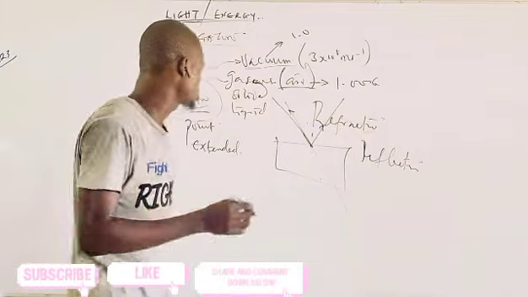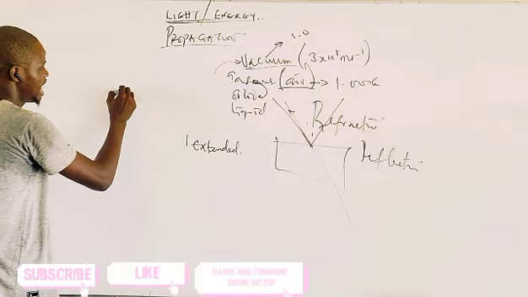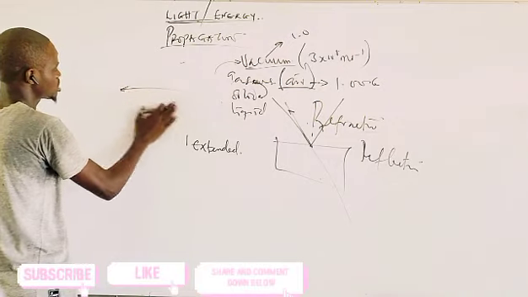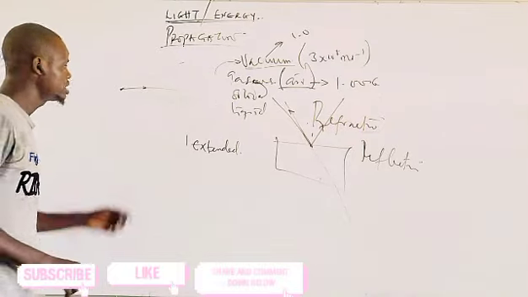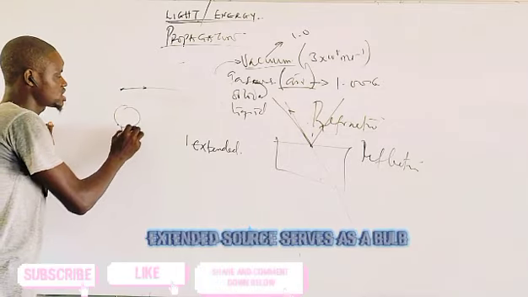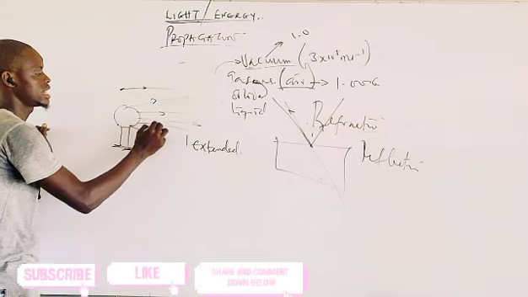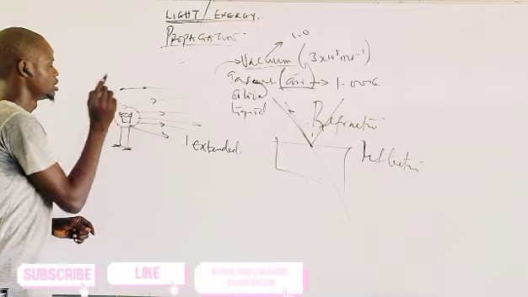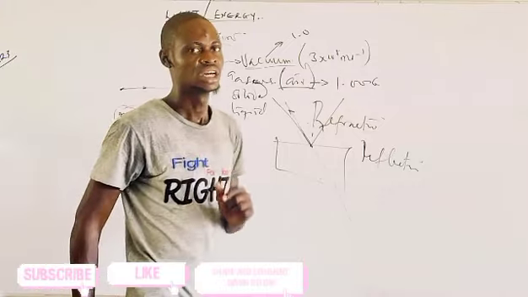Talking about the point source simply means, let me just have something of this kind. I have a point, are you getting me? It is just bringing out light energy, a single point that is bringing out light energy. This is a point source. We can have an extended source like your bulb. Your bulb can serve as an extended source, whereby light can be removed from different parts of the bulb. This is an extended source of light energy. This is a point source of light energy.